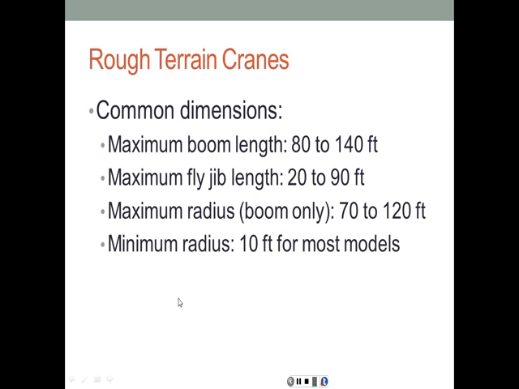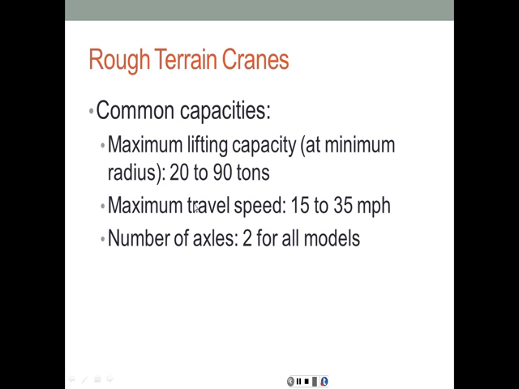The common dimensions: maximum boom length 80 to 140 feet, maximum fly jib length 20 to 90 feet, relatively small or short, maximum radius 70 to 120 feet, and minimum radius 10 feet for most models. The capacity is also relatively limited, 20 to 90 tons. Travel speed 15 to 35 miles per hour because of the rough terrain, and number of axles 2 for all models.